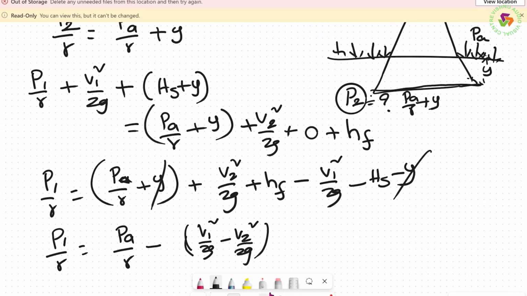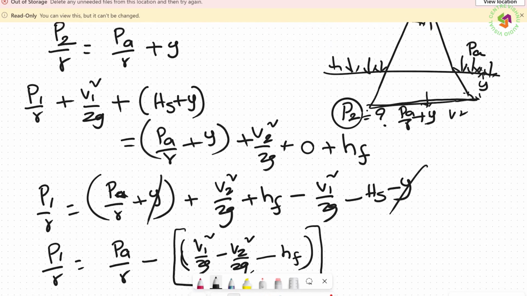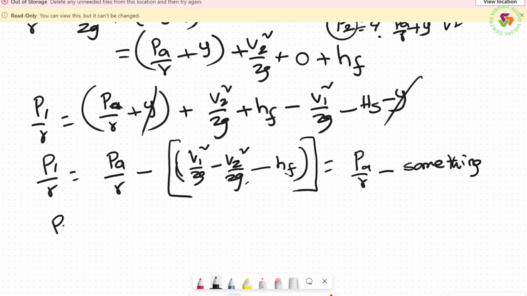Minus HS. So what I understand from this is that all of this is a positive quantity, because V1 is this and V2 is this. The velocity here is more and here is less. So V1 squared by 2g is more, then V2 squared plus HF. All this I have to subtract from PA by gamma. Therefore, it is PA by gamma minus something, which means P1 by gamma is less than atmospheric pressure.